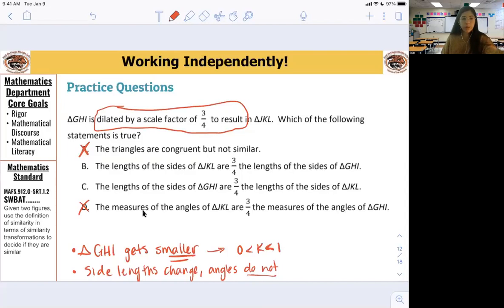So now I'm between these B and C, and B and C are very tricky. They are very tricky. So one of them is saying the lengths of JKL are 3/4 the length of GHI, whereas C is saying the opposite. C is saying the lengths of GHI are 3/4 the lengths of JKL. Which one is smaller? JKL. JKL is smaller.